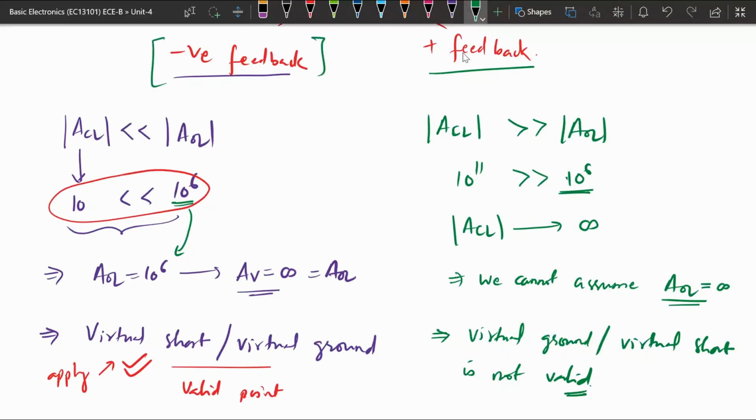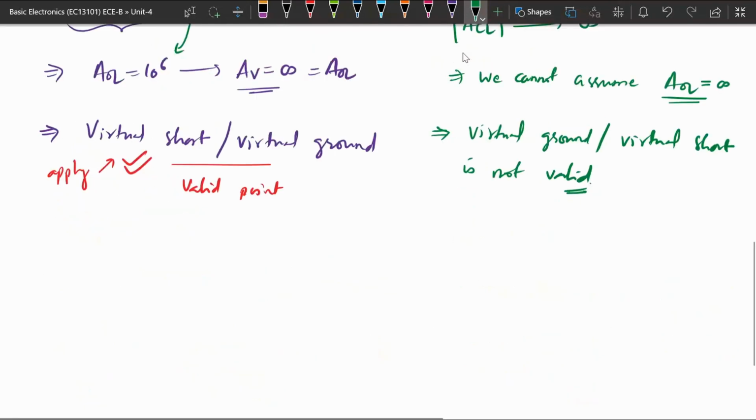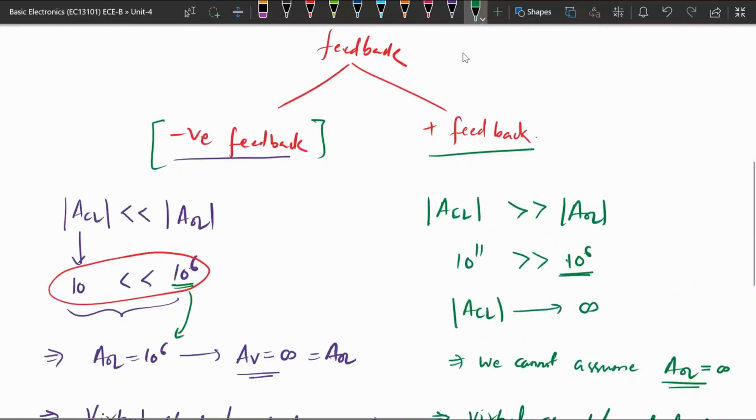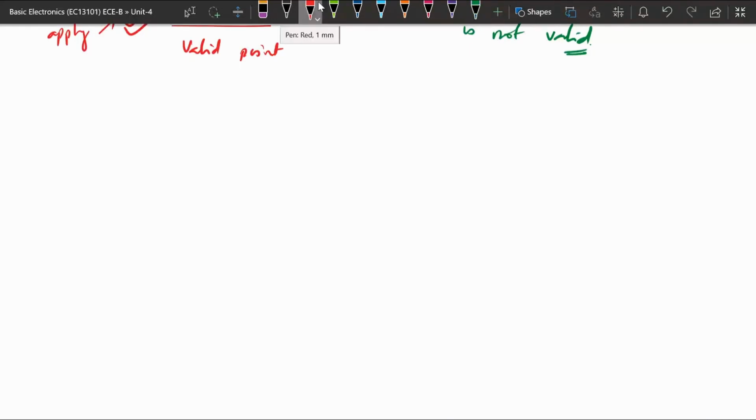So while analyzing any circuit with a negative feedback, if it satisfies the condition that the open loop gain is close to infinity, or very high compared to the closed loop gain, then we can use the concept of virtual ground or virtual short. So for analyzing the operational amplifiers that are inverting and non-inverting, we will use this concept of virtual ground and virtual short. Based on that, we will analyze the first case, that is inverting operational amplifiers.